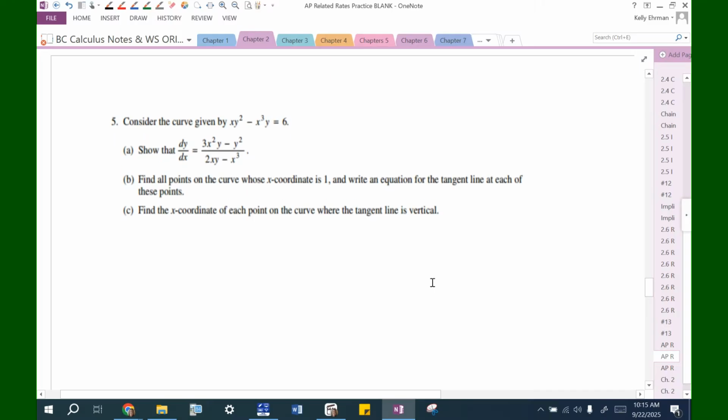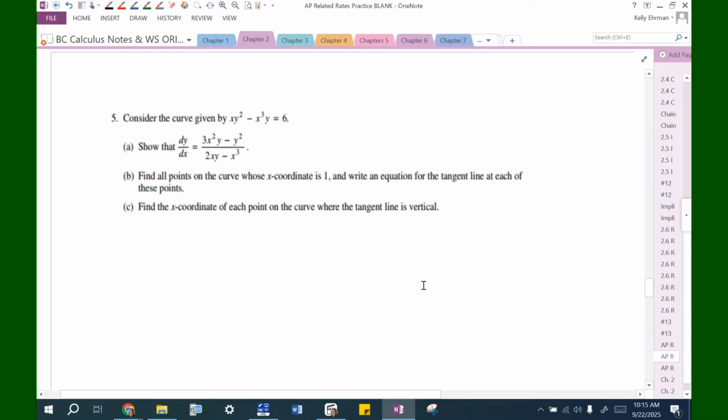Okay, last problem. This is not related rates. This is implicit differentiation. So part A says, show the dy dx equals this, and you're given this curve. So first off, this is implicit because I cannot easily isolate the y and get this equation in terms of x only on the right side. So I need to say I'm going to differentiate this curve with respect to x. And I can do that as long as I differentiate with respect to x on both sides.